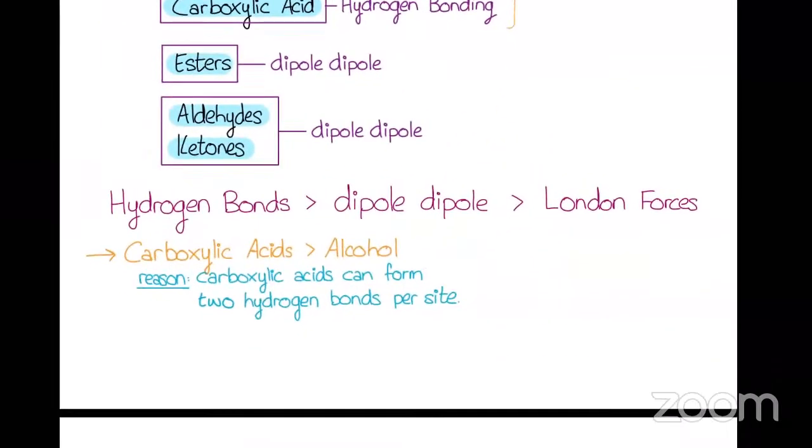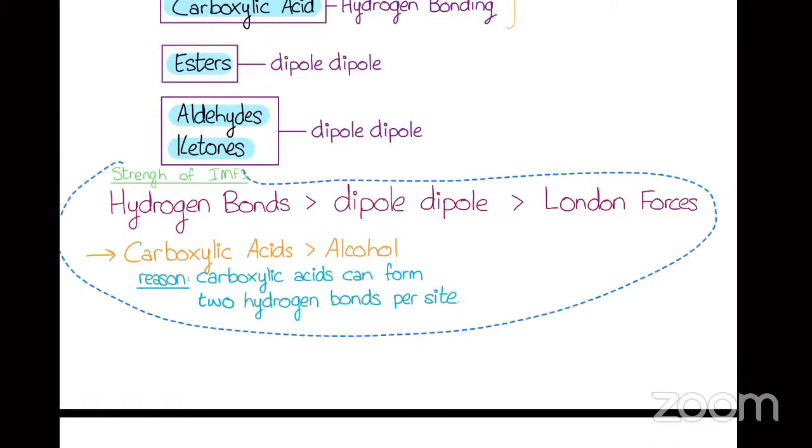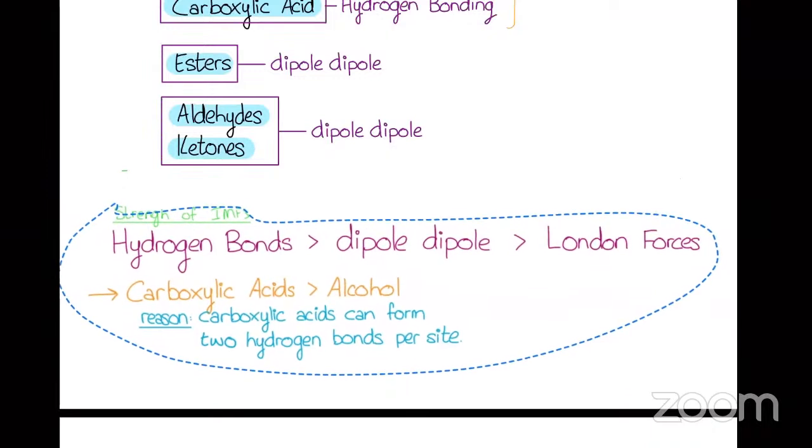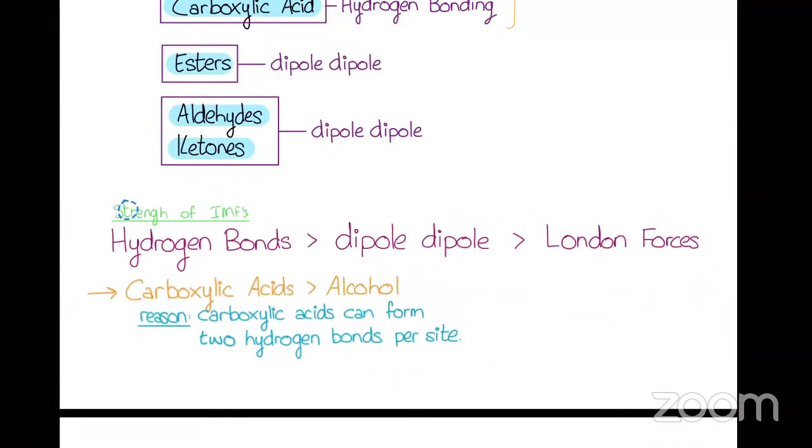Then we can talk about the order of strength. What's represented here is the strength of intermolecular forces. So hydrogen bonds are stronger than dipole-dipole bonds, which are stronger than London forces. The strongest are your hydrogen bonds, then it's your dipole-dipole, then it's your London forces. Now in hydrogen bonds, we have two different examples: the one is a carboxylic acid, the other one is an alcohol.